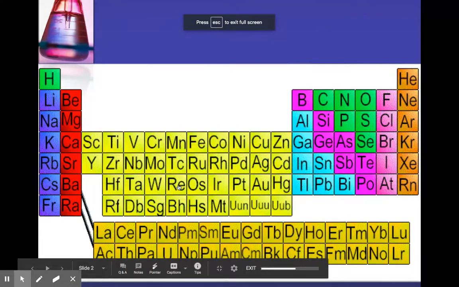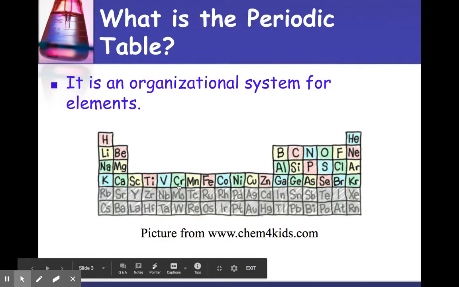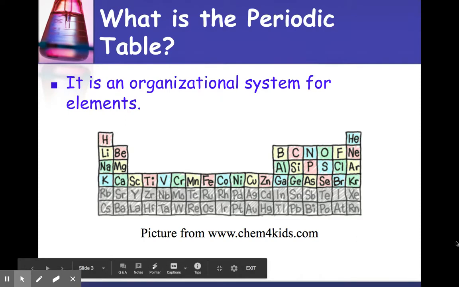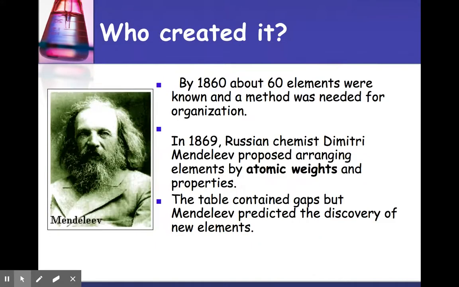So let me just give you a little bit more about what this is. The periodic table, as we know, was developed by Dmitri Mendeleev back in the 1860s. It is an organizational system. It allows us to categorize the elements based on certain properties and by their sizes as well. So between the work of Dmitri Mendeleev and Henry Moseley, we have this system which we use even to this day.